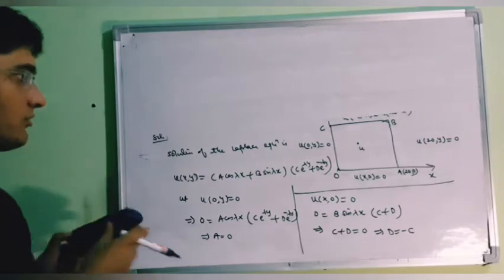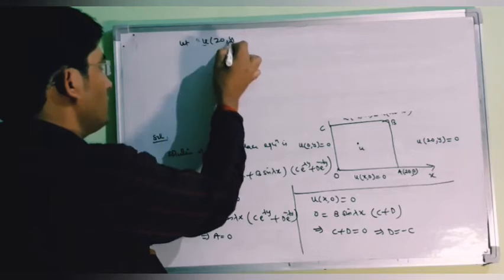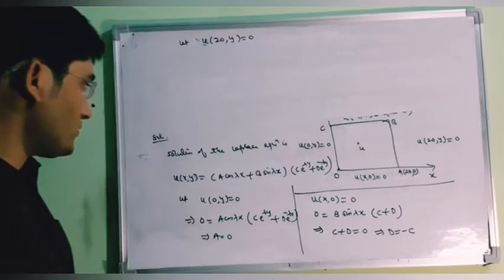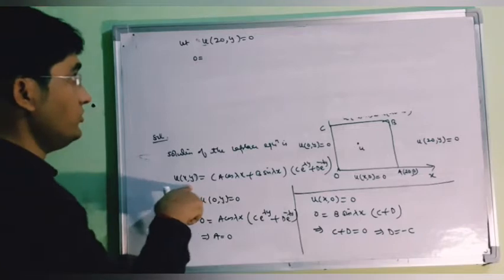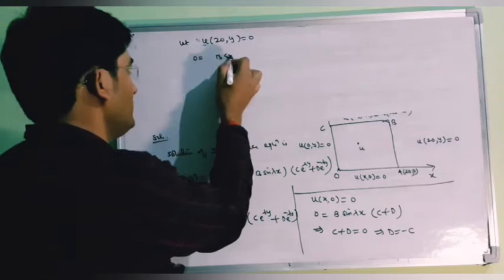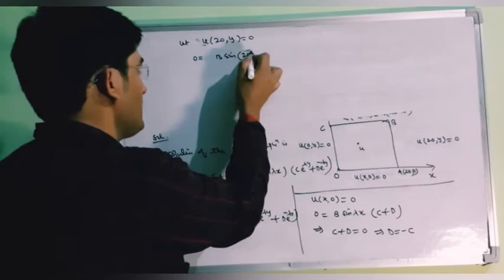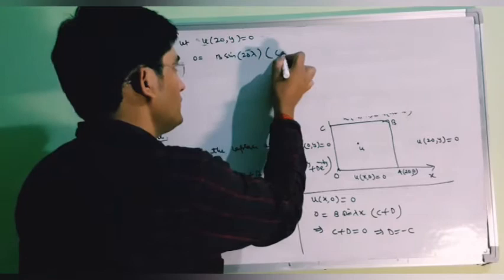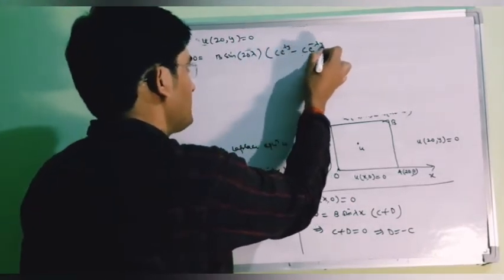Now let us apply the third boundary condition. u(20, y) = 0. That means when your x is 20, your temperature is 0. So on the left hand side we will have 0. In the right hand side our x is 20, so we will have b sin(20λ). Then in the bracket we will have d = -c, so this will be c e^(λy) - c e^(-λy).